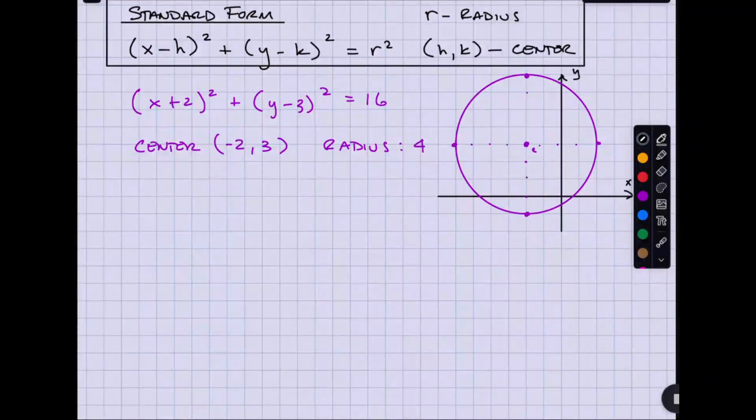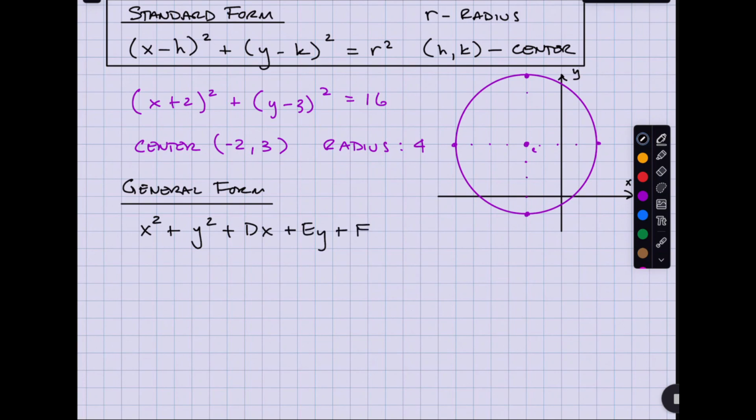So we just talked about the standard form, right? The standard form gives us all of this stuff here. What's the other form? The other form is probably what you're going to see most of the time. The general form. General form is in this form here: x squared plus y squared plus dx plus ey plus f equals 0. The general form typically gets everything to one side so that I have a 0 side and then a non-zero side. That is the general form.